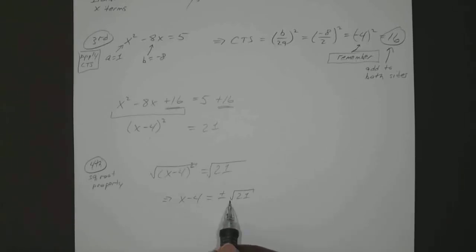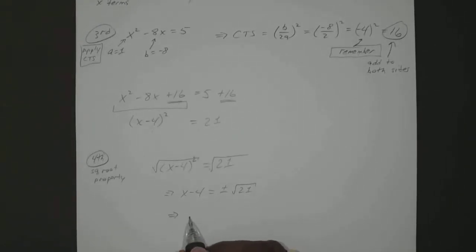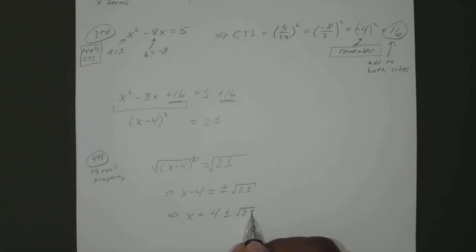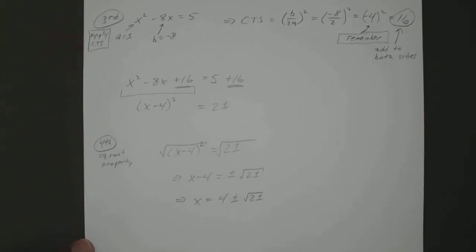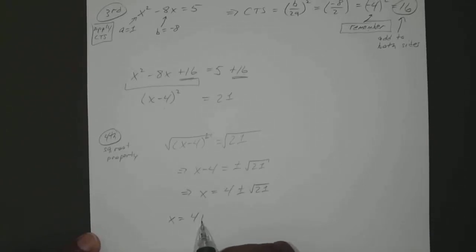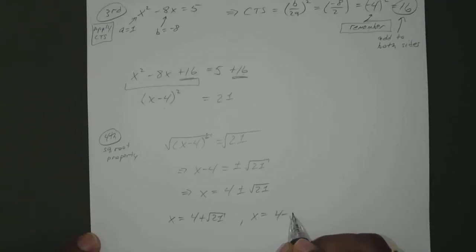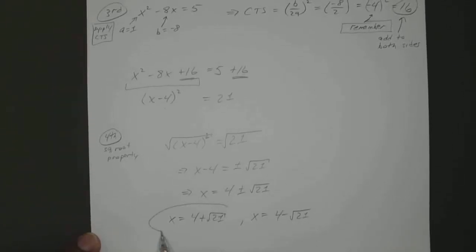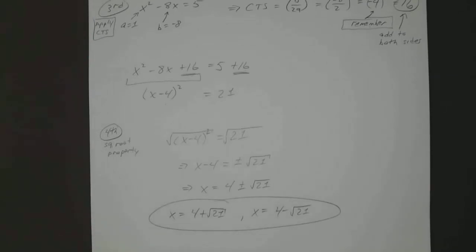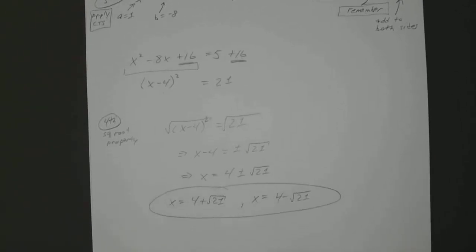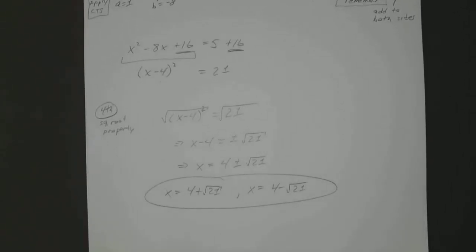All right. So here, once we add 4 to both sides, x equals 4 plus or minus the square root of 21. So that means that x can equal 4 plus square root of 21, or x can equal 4 minus square root of 21. And you can plug it in and check it if you like, but you don't have to. Oh, move that up a little bit. All right, any questions on that one?